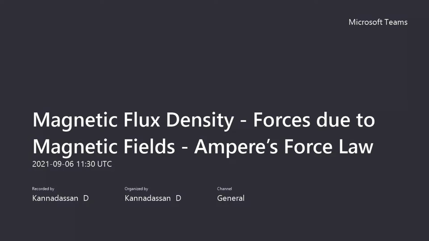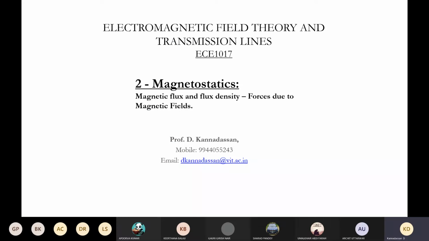The first unit, that is electrostatics. The second unit, magnetostatics. That is what we are actually doing. And in the last three classes, we discussed two important laws of magnetostatics. One is Biot-Savart law. Another one is Ampere's law. And we have studied extensively about that. And you also attended a quiz on that.